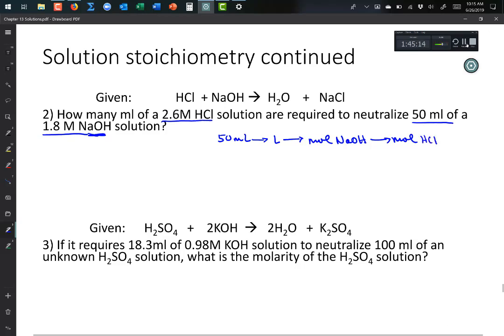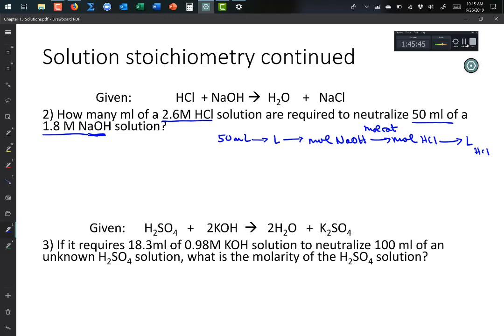And this will be the mole ratio. I always call it the mole rat. And then I'm going to go to liters of solution, liters of HCl. And then you'll convert that to milliliters. Yeah, back to milliliters. And then I'm going to show you a trick. It's another one of those I'm lazy tricks.